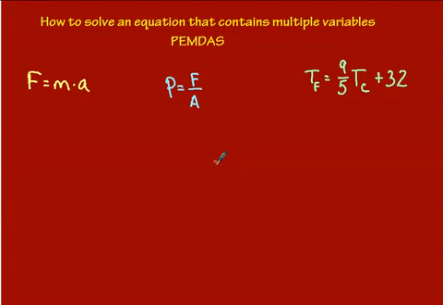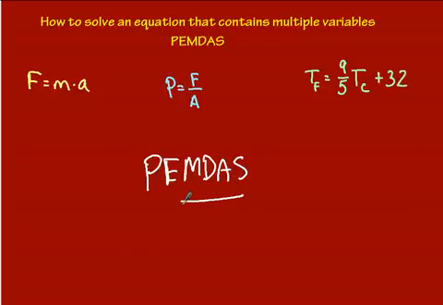Today I'm going to show you guys how to solve an equation that contains multiple variables. And keep in mind, when we simplified algebraic expressions, we used PEMDAS, or please excuse my dear Aunt Sally, and we went from left to right: parentheses, exponents, multiplication, division, addition, subtraction. When we solve equations, we're actually going to solve them in reverse order. So you start with the addition, subtraction, and move all the way up through parentheses. All right, so we're doing it in reverse order.